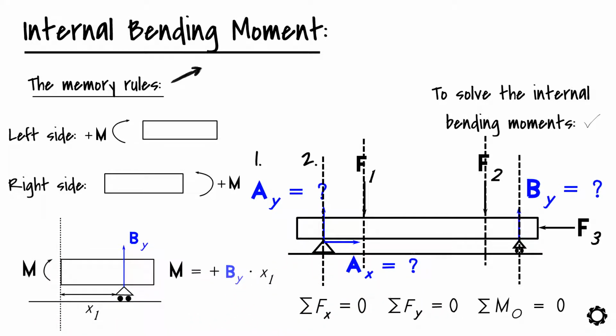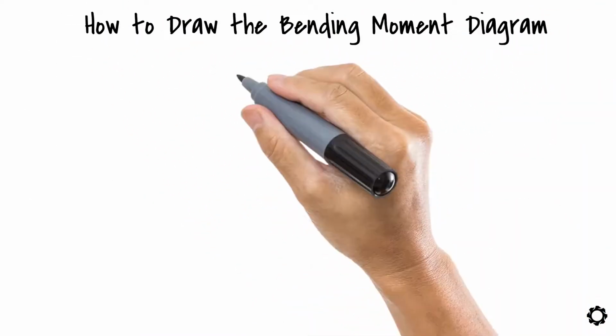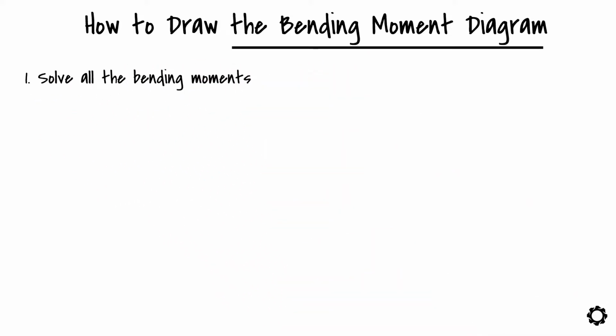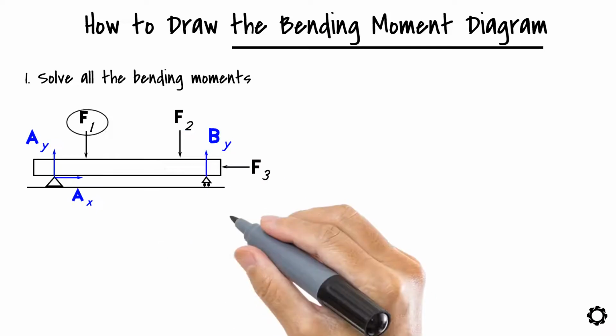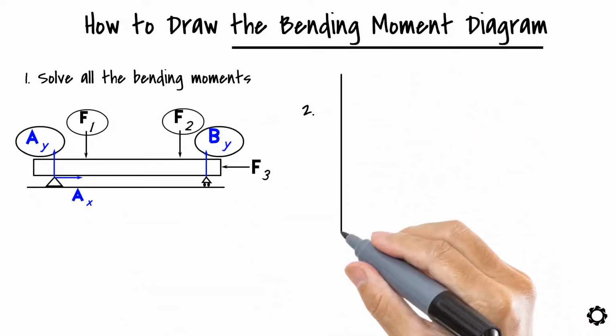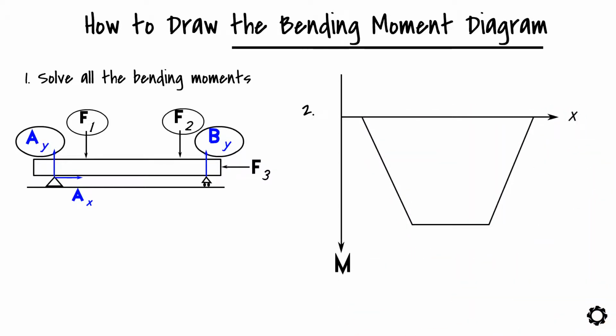Now that we know how to solve the internal bending moments of the investigated structure, let's see how to draw the bending moment diagram. Generally speaking, we will first solve all the bending moments occurring in the structure at the points where there is a vertical load or a vertical support reaction. And then we connect the spacing between the points with a linear line which corresponds to the nature of the load, usually starting from the right end of the structure.